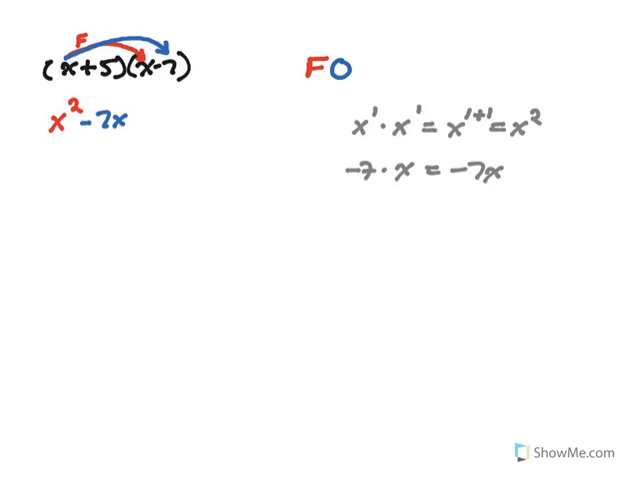And then the inside will be this, the 5 and the x. Again, you multiply them together, you're going to get plus 5x. Okay? So 5 times x will give me 5x. All right, and then the last will be these two multiplied together here. And when you're doing that, 5 times negative 7 is negative 35.